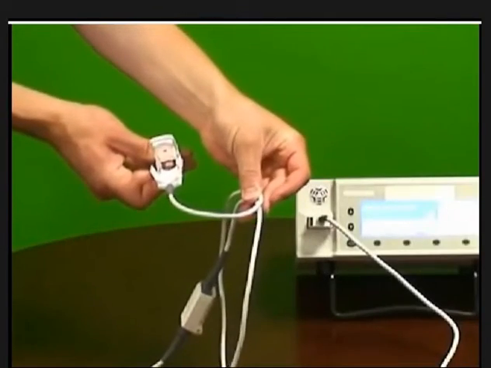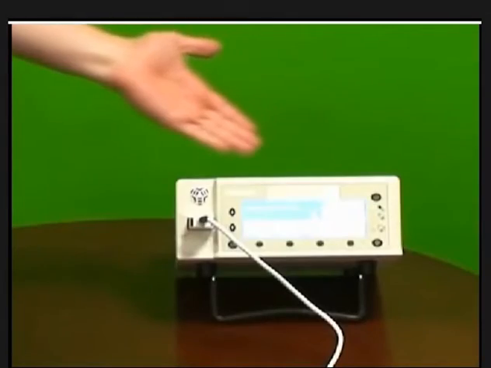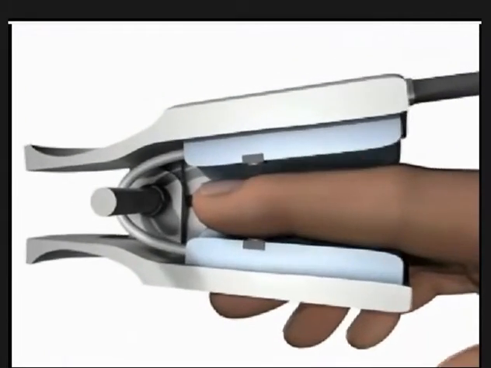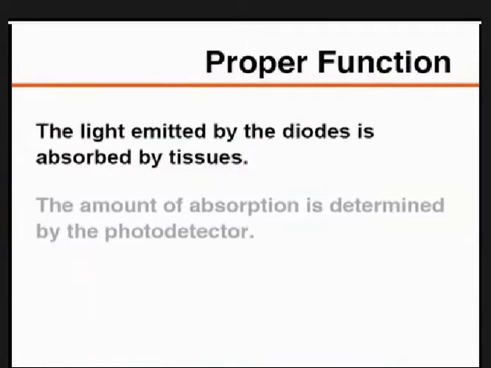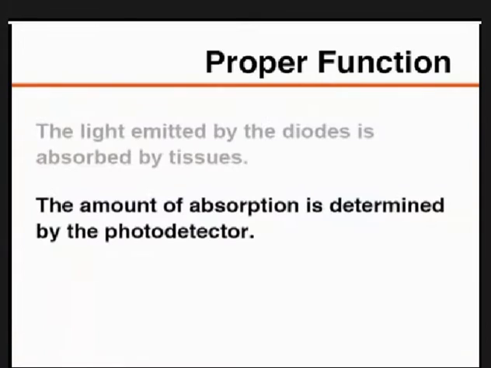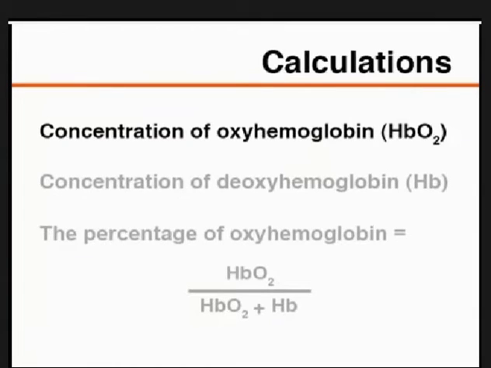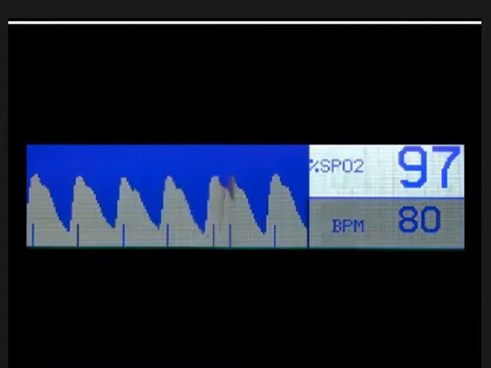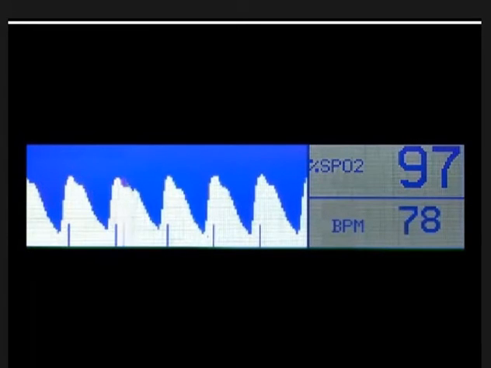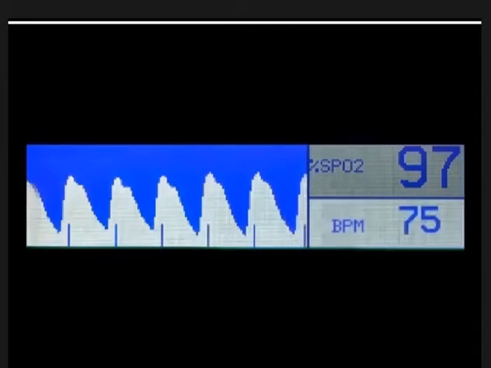Pulse oximeters consist of a peripheral probe and a small microprocessor unit. Traditionally, the peripheral probe contains a photodetector and two light-emitting diodes. The two light-emitting diodes emit light of different wavelengths. The light emitted by the diodes is absorbed by tissues, and the amount of absorption is determined by the photodetector. Using this information, the microprocessor determines the concentration of oxyhemoglobin and deoxyhemoglobin, respectively. It then calculates the percentage of oxyhemoglobin and displays the hemoglobin-oxygen saturation in arterial blood, a waveform corresponding to the pulsatile flow in arterial vessels, and the heart rate.